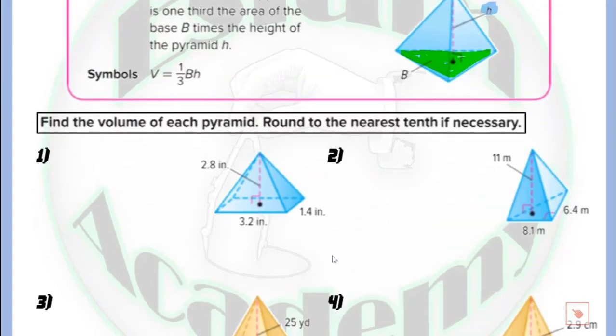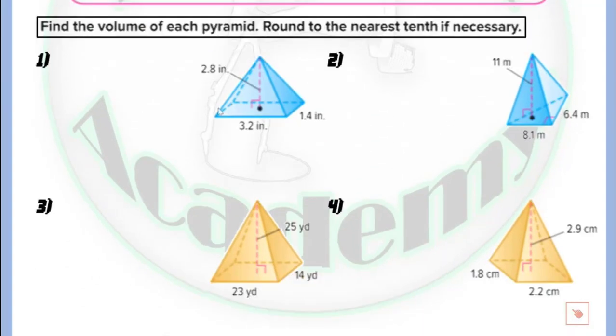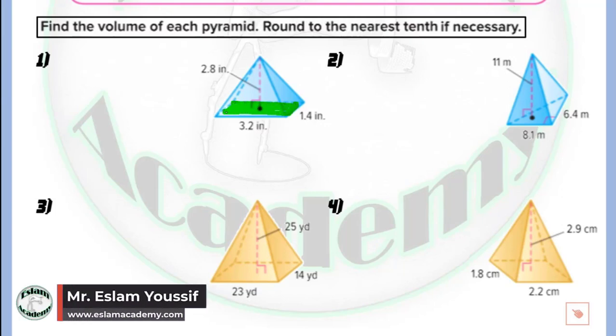Now in question number 1, we need to find the volume of each of the following pyramids. First, we need to identify the base. If the base has 4 sides, we have a rectangular pyramid. If the base has 3 sides, we have a triangular pyramid. If you look at question number 1, you will find that the base is formed from 4 sides, so we have a rectangular pyramid.